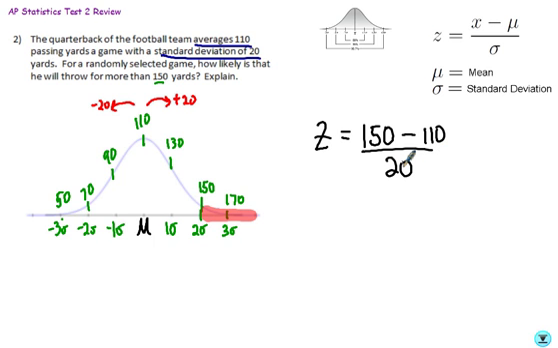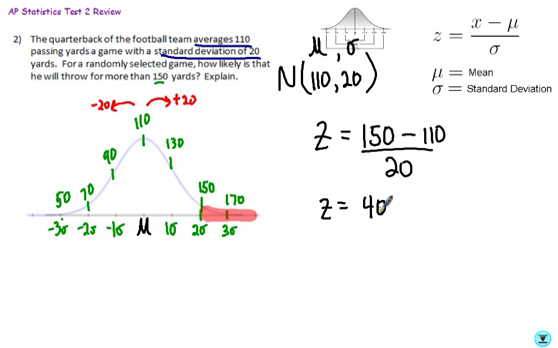Another way that you might see this, a shorthand notation, is that we can write this as our mean and then our standard deviation. It's almost like when we write a point like x comma y. We can write this as a shorthand: a mean or an average of 110 with a standard deviation of 20. So if we crank out our numbers here, 40 divided by 20 gives me 2.